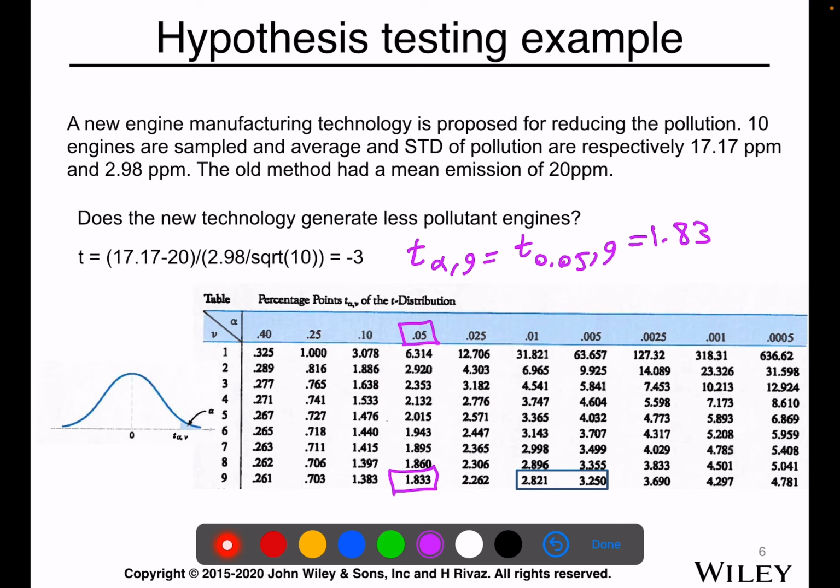And I say that, okay, my rejection range is from -1.83 to +1.83, right? And the t that I computed is actually 3, which is much, much larger than this. It's around here. So because of this, we reject the null hypothesis, right?